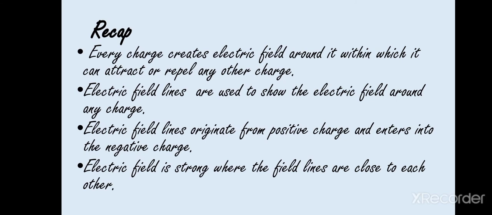Electric field lines originate from positive charge and enter into the negative charge. These lines were introduced by Michael Faraday, and these are imaginary lines around a charge with an arrowhead indicating the direction of force. These field lines, as I have told you, are directed from positive charge towards negative charge. So the electric field is strong where the field lines are close to each other. The area close to the charge has a strong electric field, and as the distance from the charge increases, the electric field becomes weaker.